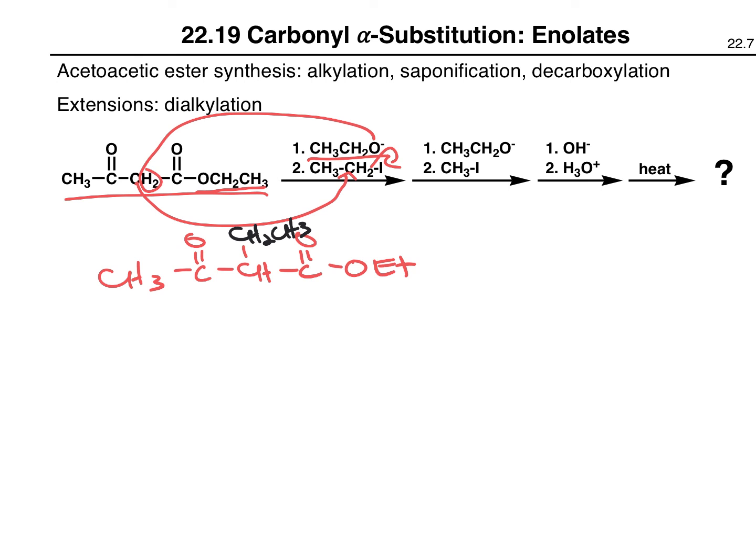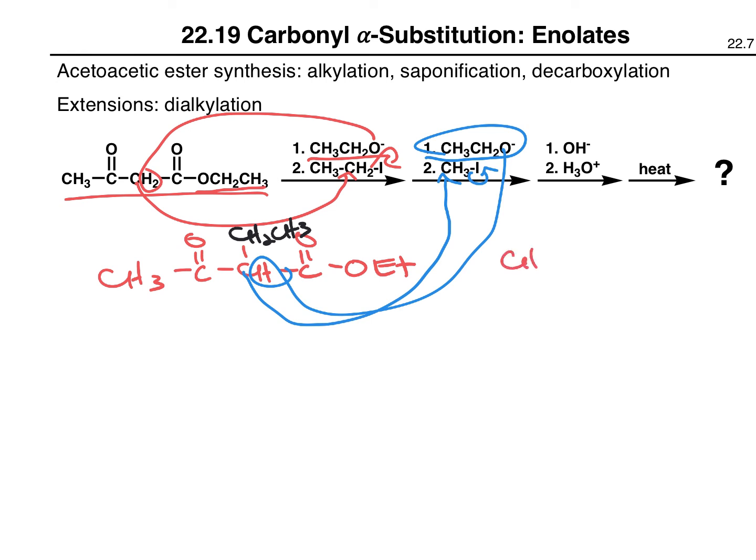Now, this can do it again. Treatment with another equivalent of ethoxide can grab off this proton, forming the enolate that can then act as a nucleophile, attack here, push away the I- as a leaving group. After the second arrow, we're going to have CH3, C double bond O, C, C double bond O, O, Et, where that central carbon is connected to the CH2-CH3 group from the first alkylation and the CH3 group from the second alkylation. Next, this will undergo saponification so that this is converted to the acid.